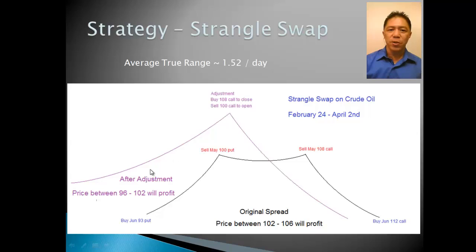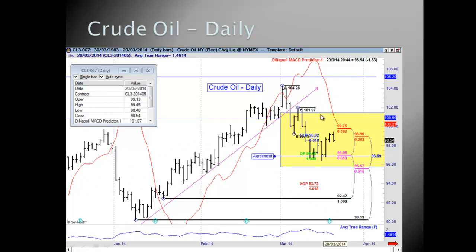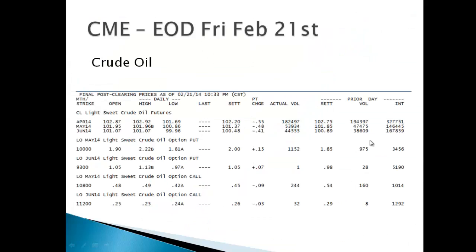And that created this purple schematic to where we adjusted this range of where we're looking to profit to this range down over here between 96 and 102. And that's this yellow shaded area that you see here on the chart, so it makes it easy to see. So if price stays somewhere within this range on the chart, we know we're basically yielding a profit.